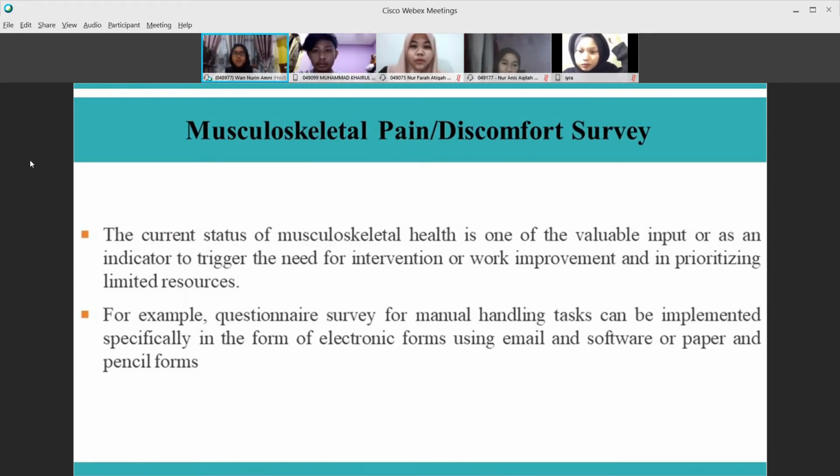Musculoskeletal pain or discomfort survey. This health survey is one of the valuable inputs, an indicator to trigger the need for intervention or work improvement and in prioritizing limited resources.